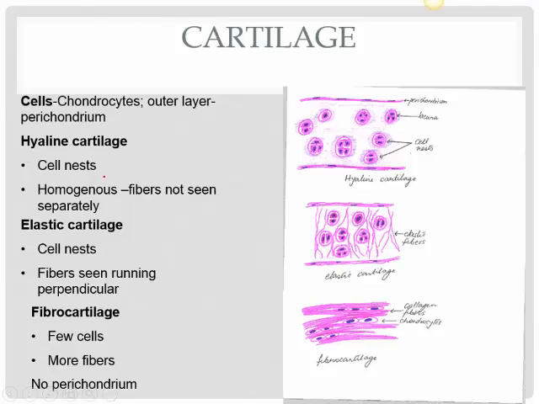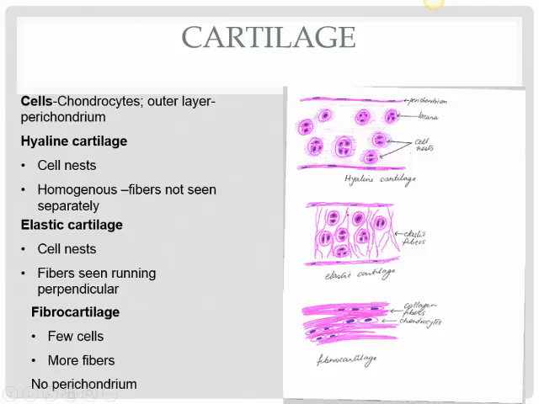Elastic cartilage, very similar to hyaline. Cells are present as nests. But here the refractive index of the fibers, which are predominantly elastic fibers, that's why it's called elastic cartilage. So they're not collagen fibers mainly like in hyaline. You have elastic fibers here, a lot of them. They don't have the same refractive index, so you can see the fibers separate from ground substance.